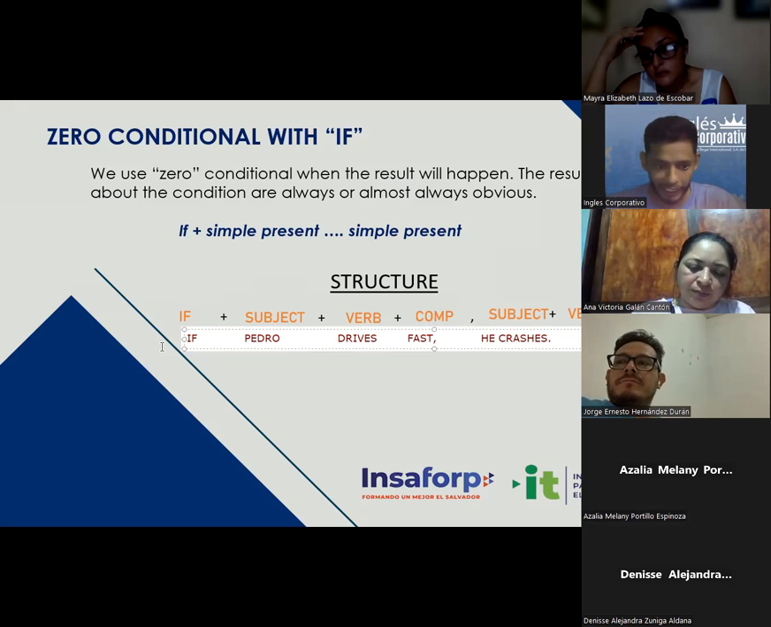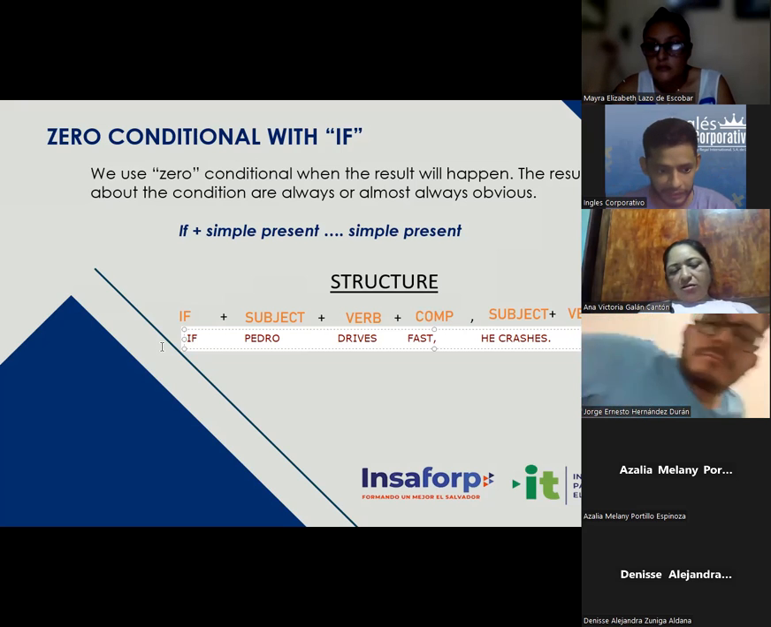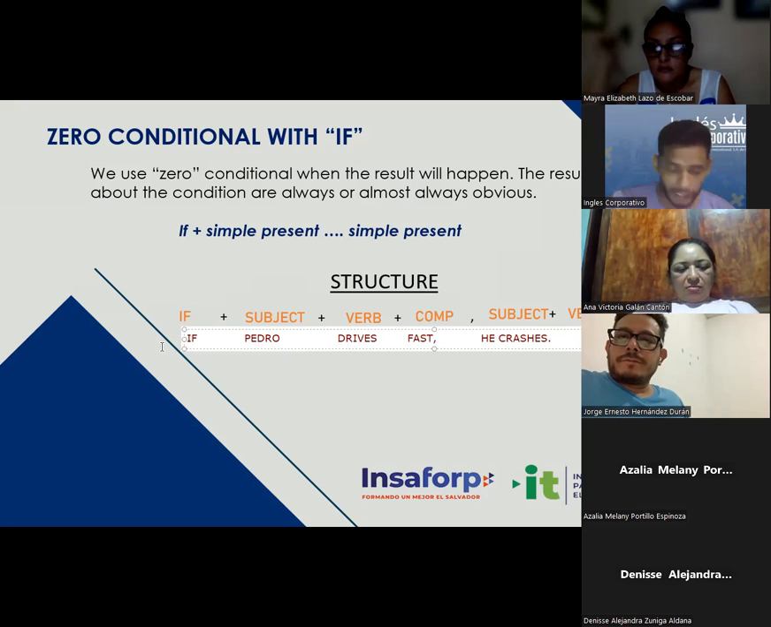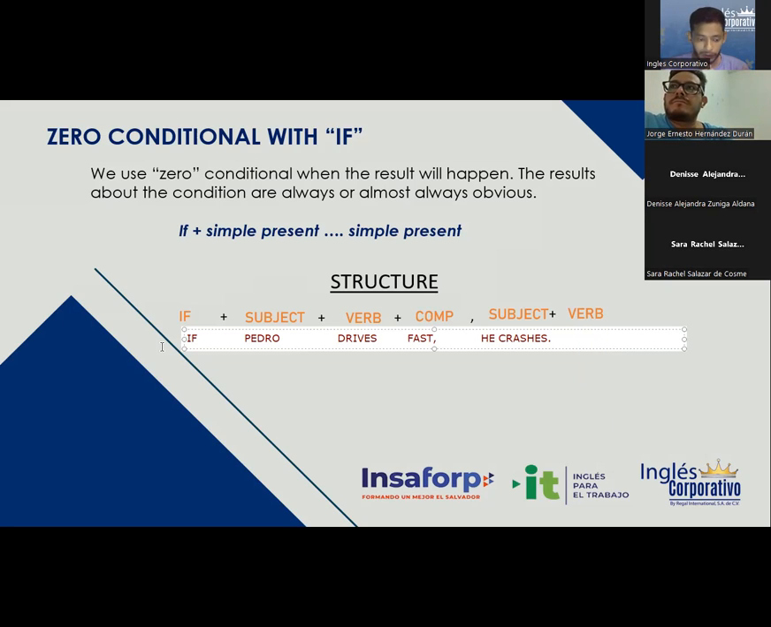Por ejemplo, si yo pongo helado en el sol, ¿qué sucede? Se derrite, ¿no? Entonces, con el cero condicional usamos la condición, y el resultado es muy, muy obvio. No varía tanto. Si pongo futuro acá, ya sería el primer condicional. Puedo poner aquí, he will crash. Sí, se puede. Pero ya no sería el cero, sino the first conditional, que se usa para empezar el futuro. In a zero conditional, we express simple present and simple present. So he crashes.